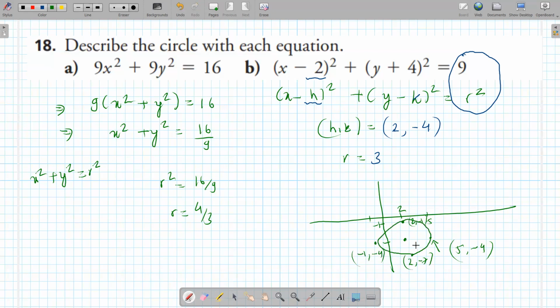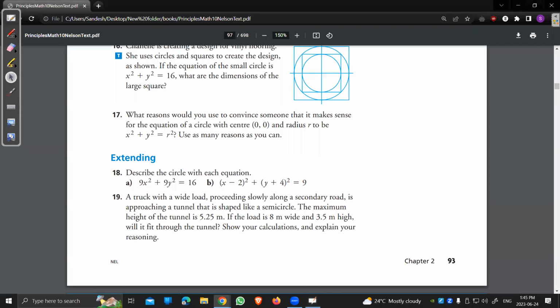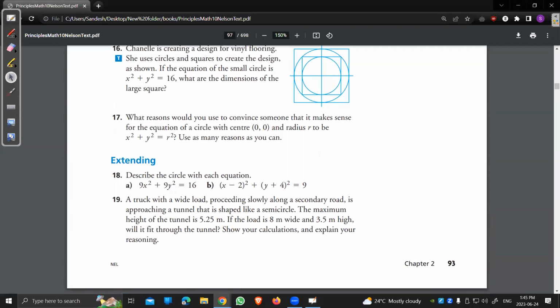Now here symmetry fails because with 5, -4, you would assume 5, 4 up here to be a point, but it's not even close to being the point. It's because this specific circle does not go through the origin. If it went through the center, things would be a little bit easier.